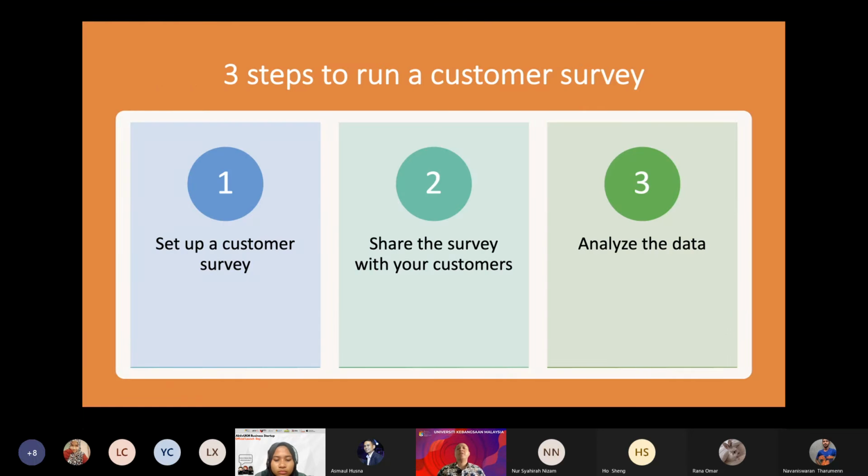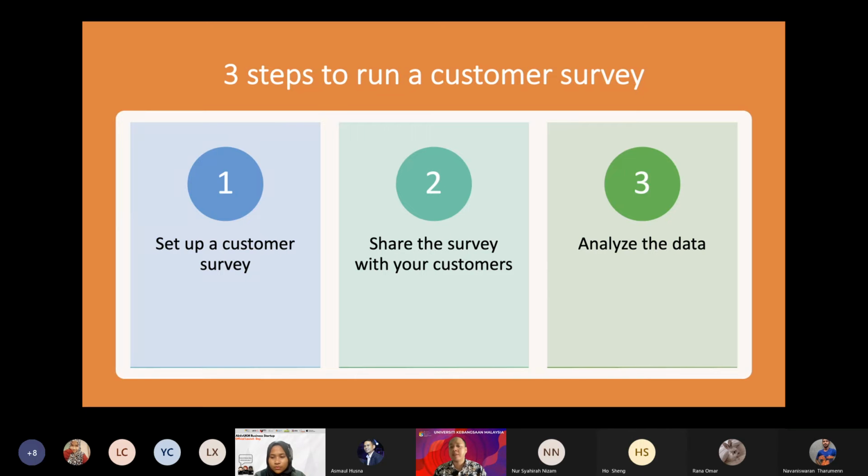Okay, so again, to wrap up the 3 steps to run a customer survey: first, set up a customer survey. Second, share your survey with your customer. And third, analyze the data. So the 3 main important things, you have to ask the right question.